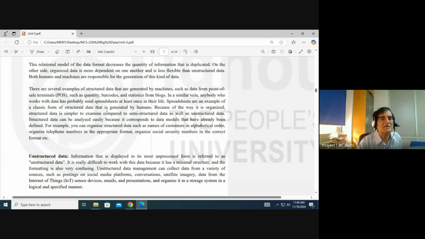Because this way it is organized, structured data is simpler to examine compared to semi-structured data as well as unstructured data. Structured data can be analyzed easily because it corresponds to data models that have already been defined. For example, you can organize structured data such as names of customers in alphabetical order, organize telephone numbers in the appropriate format, organize social security numbers in the correct format, and so on and so forth.